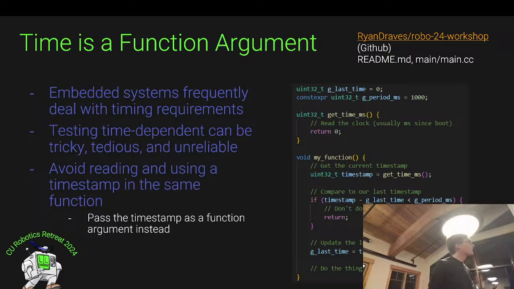And that can be a little bit tricky, and if you have, say, noise in terms of what your operating system is doing, your test might even fail unexpectedly and be flaky. That's quite difficult to deal with. A way to mitigate this is to avoid reading and using a timestamp in the same function. Pass it down as a function argument instead. Now, it's cumbersome to sometimes design a function to do this. I made a contrived example where it's very easy to do this, but when it does work, it's quite magical.